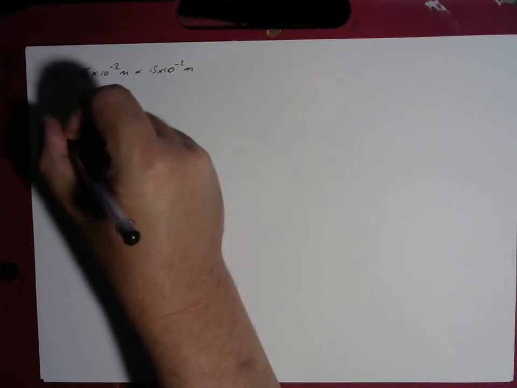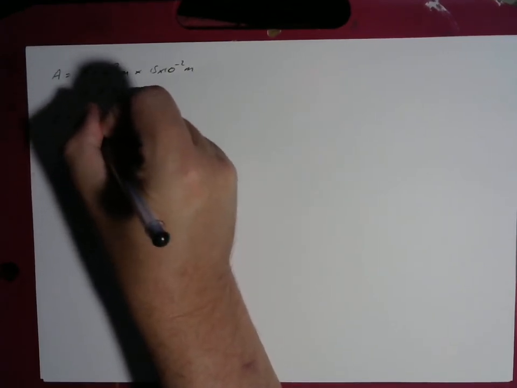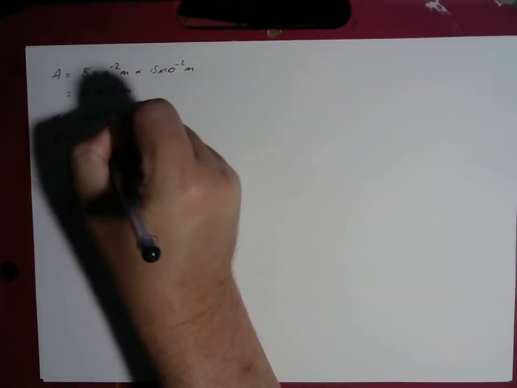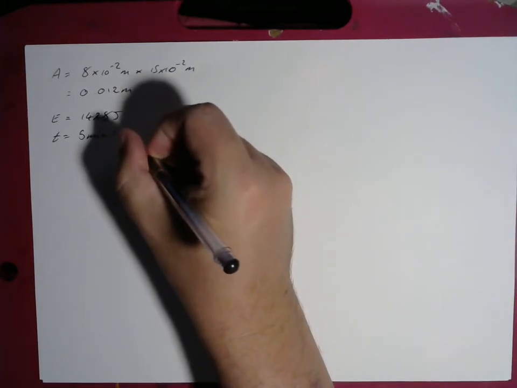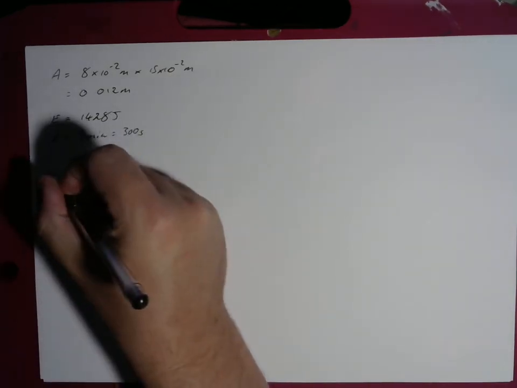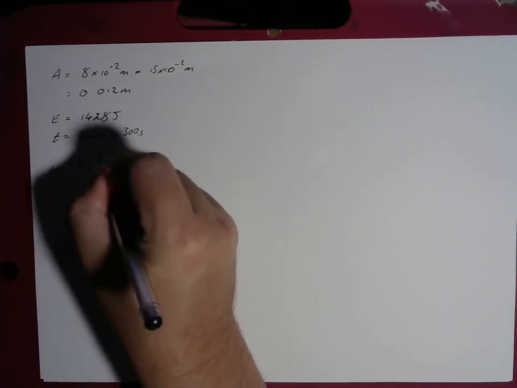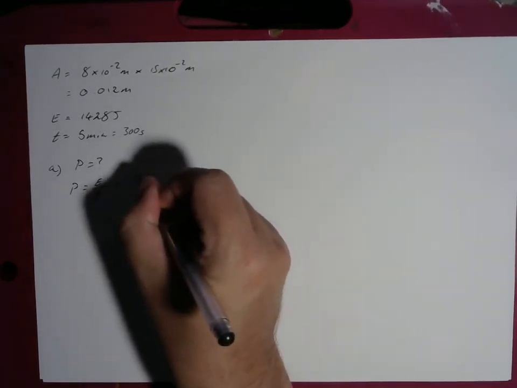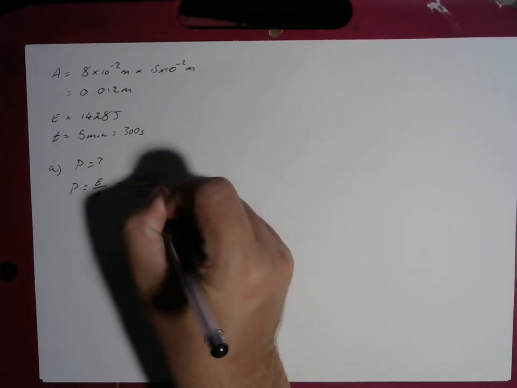And we are told that there is some energy. We have an energy of 1428 joules, and we're told the time it takes is 5 minutes. So let's convert that into seconds. 5 times 60 will be 300 seconds. So now we've got our two formulas. Part A is asking us to work out the power, so let's work through that way. A, we want to know the power. Power equals energy divided by time. 1428 divided by 300 equals 4.8 watts.